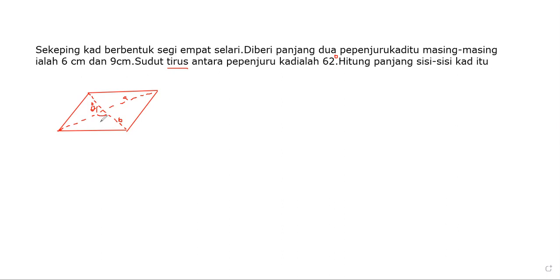So if this is 62, then the other one will be 180 minus 62. Let's write that down first. 180 minus 62. So we will be left with, what angle will that be? That will be 118. So that means this is 118.